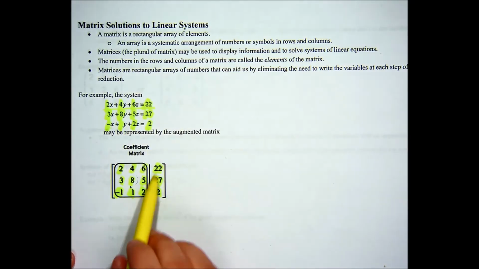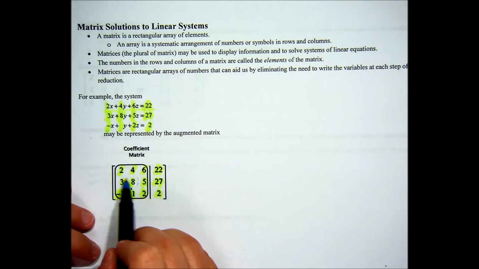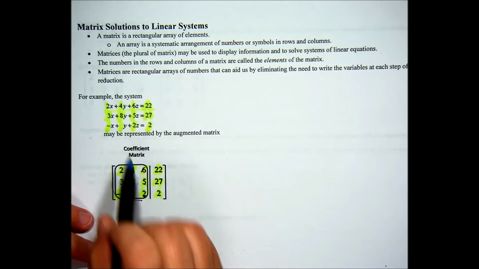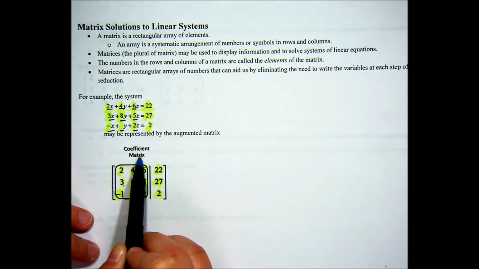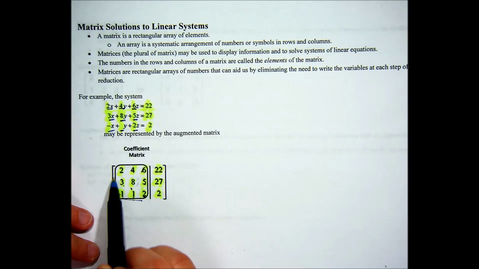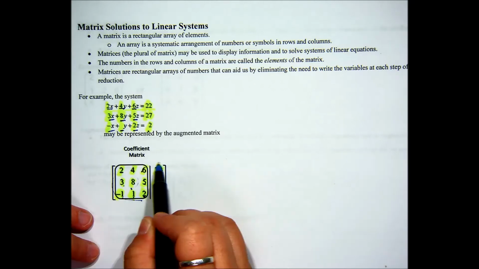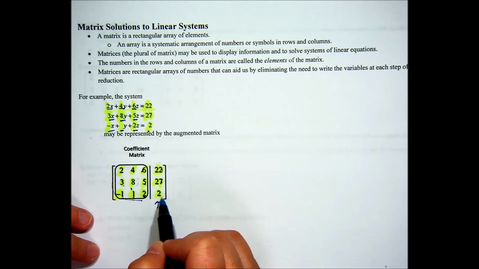Okay, this is called an augmented matrix. Now, an augmented matrix has two pieces to it. We have this piece, the 2, 4, 6, 3, 8, 5, -1, 1, 2. These were the numbers that were actually with the variables. So we call this the coefficient matrix, the coefficients on the variables. This portion of the matrix is after the equal sign. These are the answers, 22, 27, and 2. This is the answer portion of the augmented matrix.